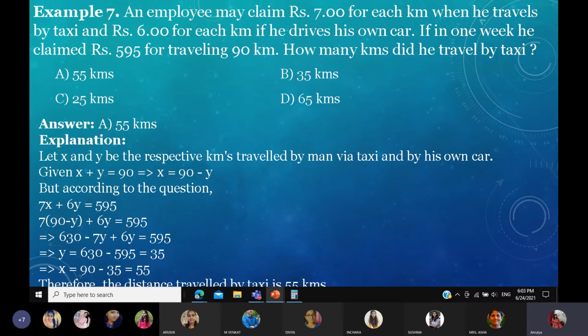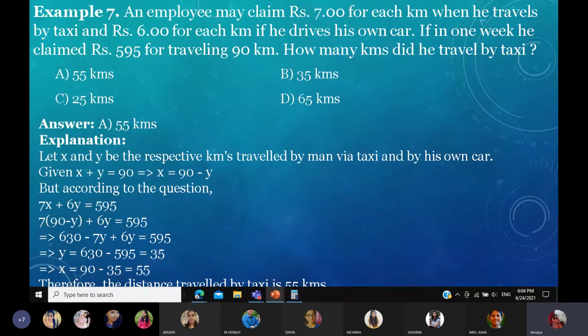Let X and Y be the respective kilometers traveled by the man via taxi or his own car, where X plus Y is 90, where we can take X is equal to 90 minus Y. According to the equation, 7 rupees for the X distance and 6 rupees for the Y distance is equal to 595, the total amount he claimed, where the X value we can take as 90 minus Y as written above. 7 into 90 minus Y plus 6 into Y is equal to 595.